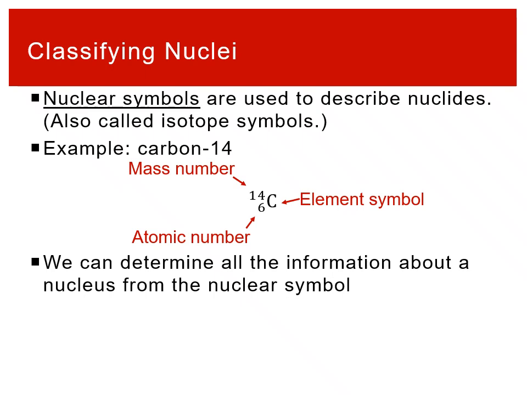And so all of this information in these nuclear symbols tells you everything about the nucleus. Really, the only thing there is to know about a nucleus is the number of protons and the number of neutrons, and all that information is contained in here.